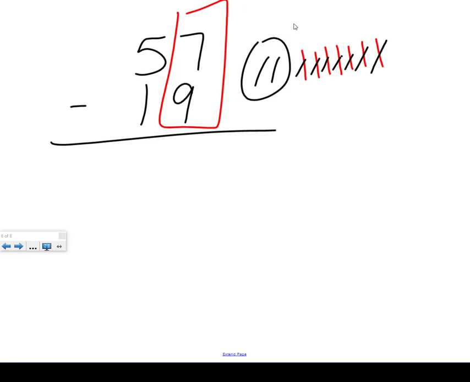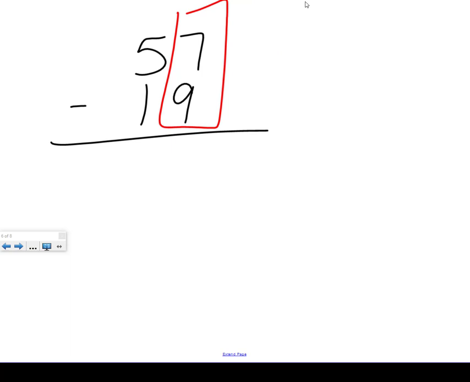And I know that because the top number in this is smaller than the bottom number. So what I need to do is go next door and borrow. And if I take something away from 5, it becomes 4. And notice that this is the tens column.